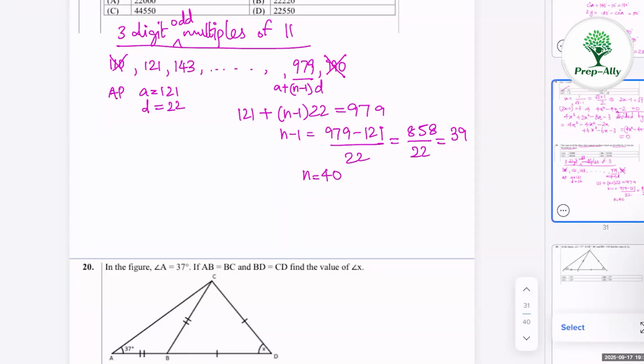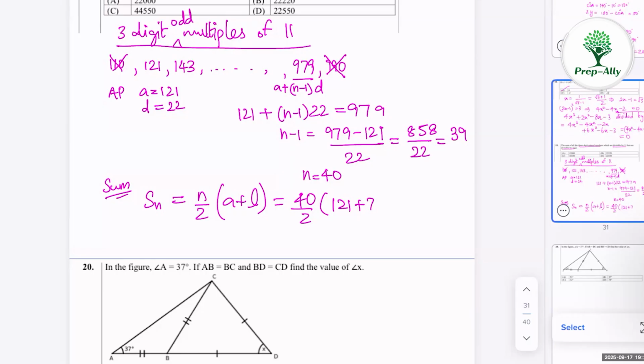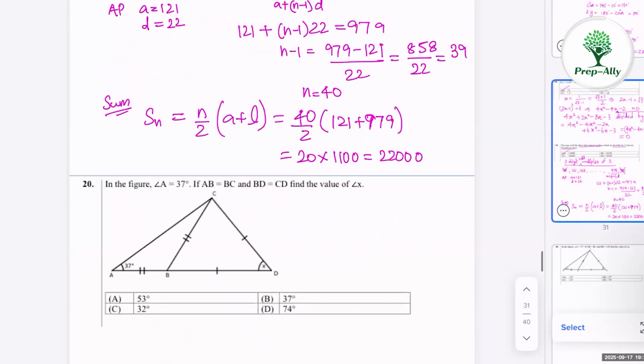And we have the sum of an AP, Sn, equals n by 2 into a plus l, which is equal to 40 by 2 into 121 plus 979, which equals 20 times 1100, which is 22,000. So the answer to this question is option A, 22,000.